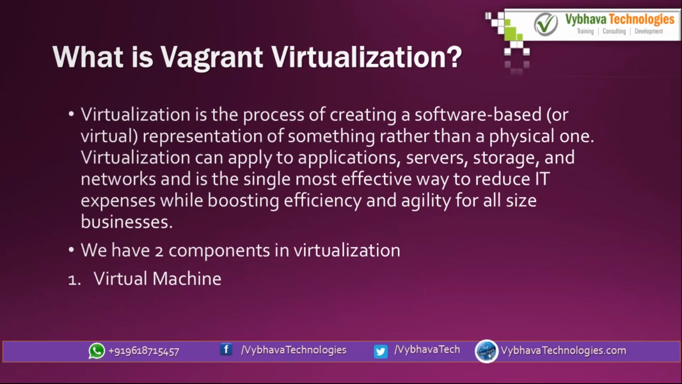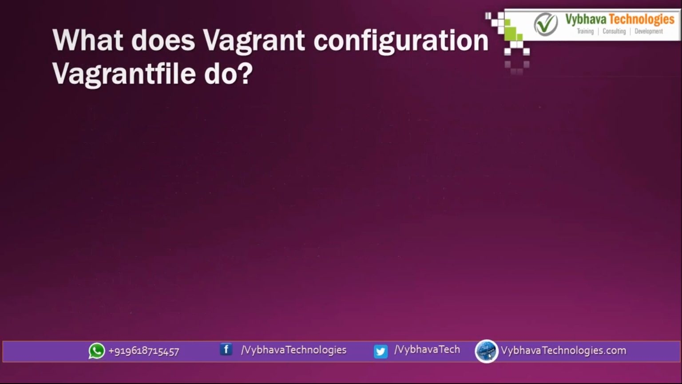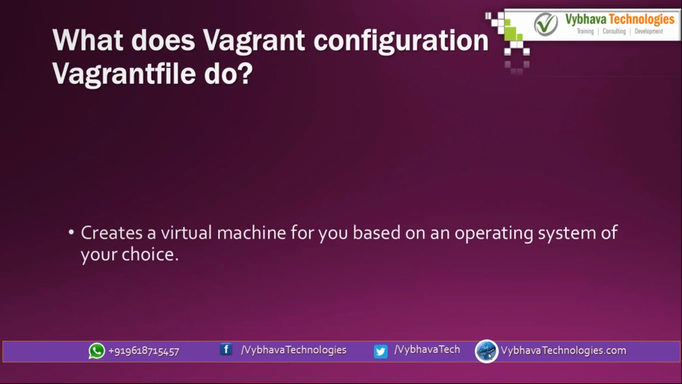We have two different components in virtualization. First we create the virtual machine, and your host machine is there. Windows is your host machine, and on top of it, what we create is a virtual machine, which we also call a guest machine. In the guest we are going to create a Linux operating system, Ubuntu Linux we prefer to create. So what does this Vagrantfile configuration do?